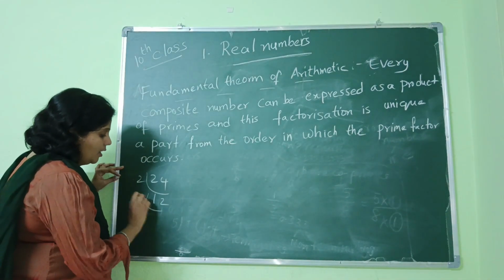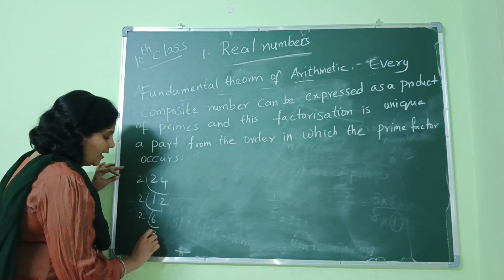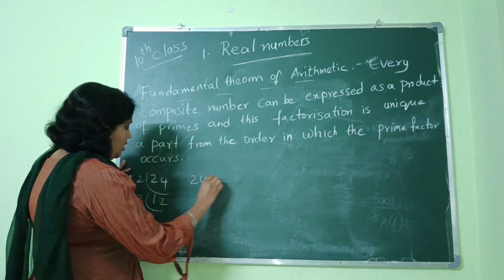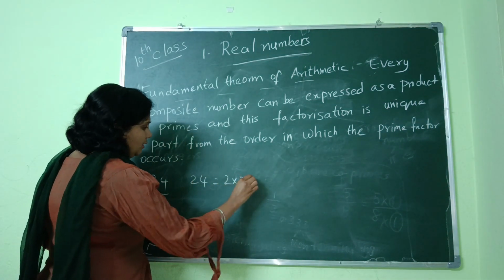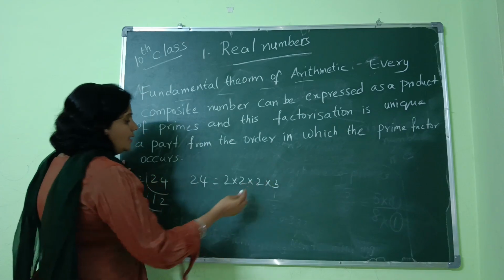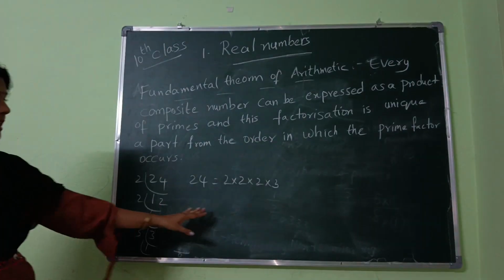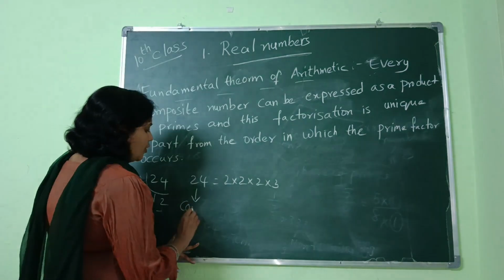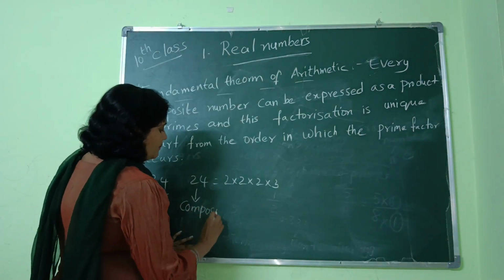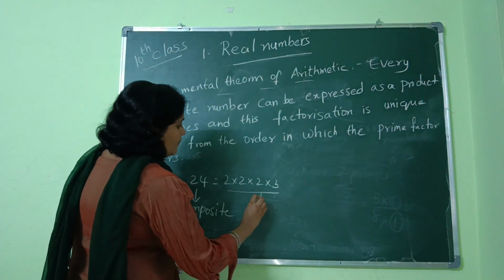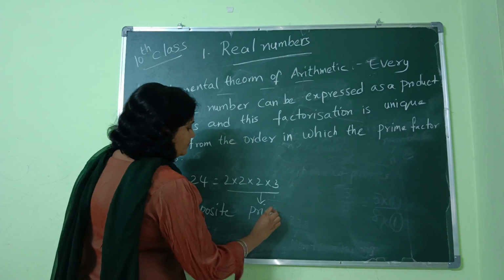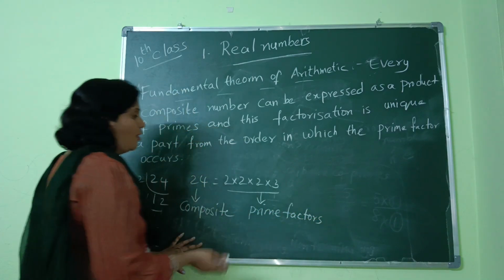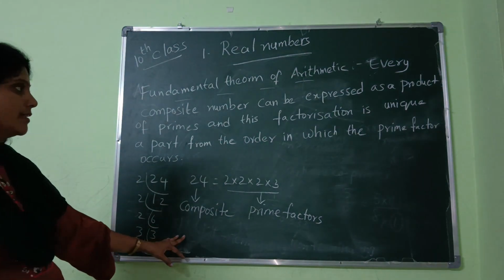2 1s are 2, 2 6s are 12, 2 3s are 6, and 3 1s are 3. So what are the factors we got for 24? 2, 2, 2 into 3. These are prime factors, and this is a composite number, and these are the prime factors.